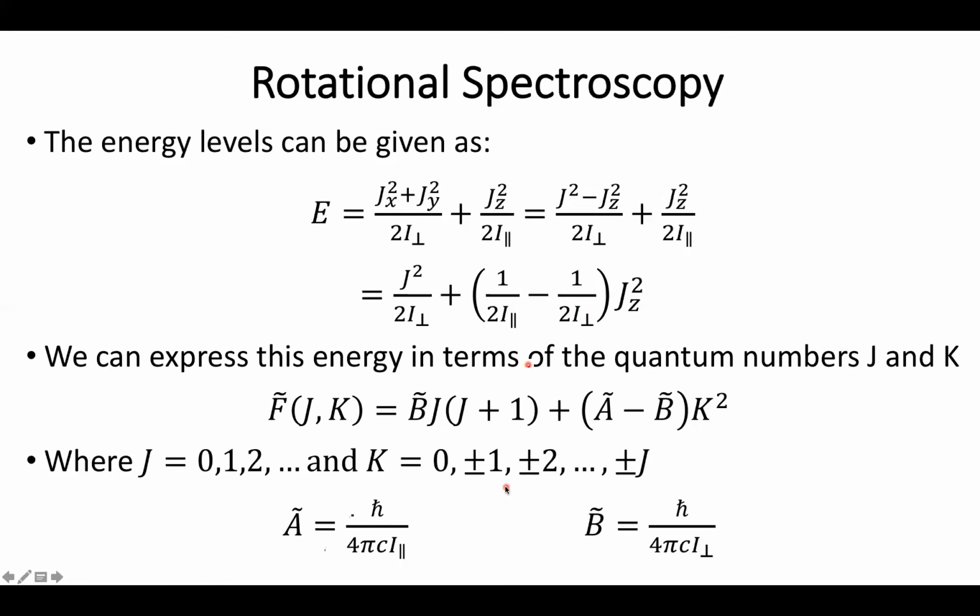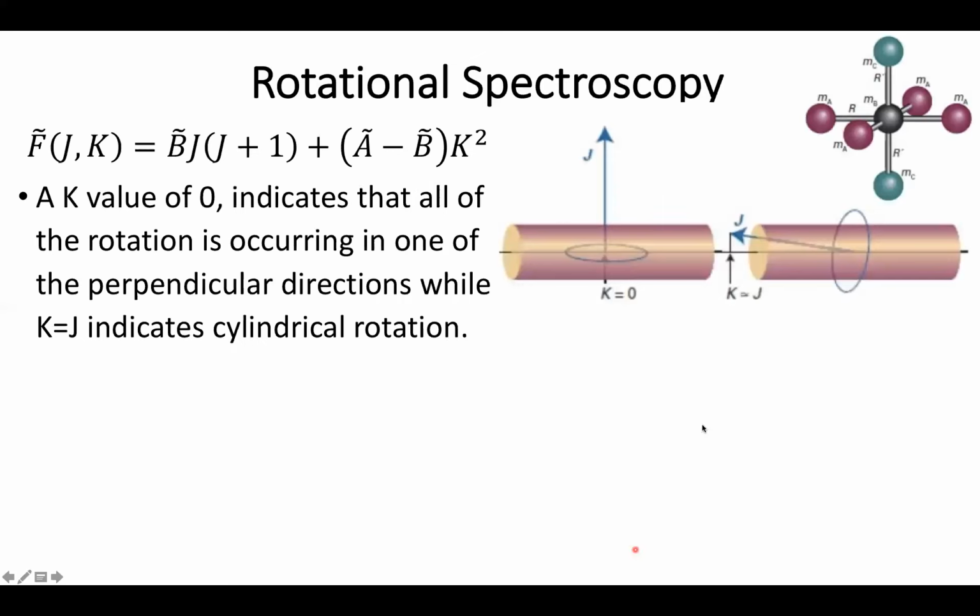And what it really is going to indicate is how much rotation is occurring in that third direction, that unique z-axis. And so what we have is potential values from all of the angular momentum occurring in the positive J direction and all of the angular momentum occurring in the negative J direction. So let's look at this potentially a little bit more visually.